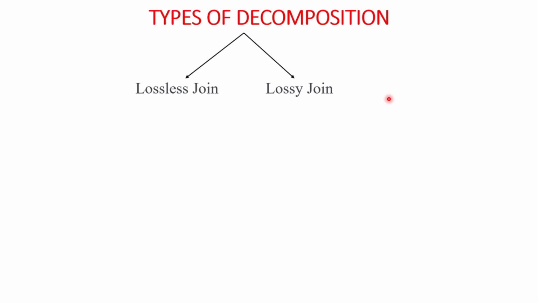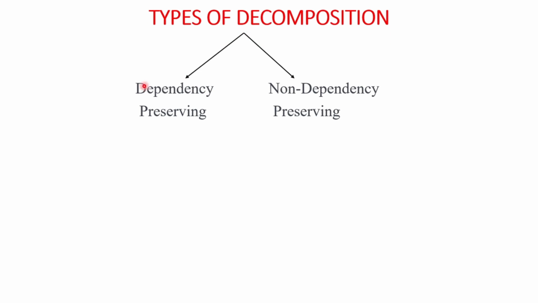Now the types of decomposition: we have lossless join and lossy join. We'll see with an example what is lossless join and what is lossy join. Then another type of decomposition is dependency preserving and non-dependency preserving. This also we'll see with an example. So first we'll learn what is lossless join.